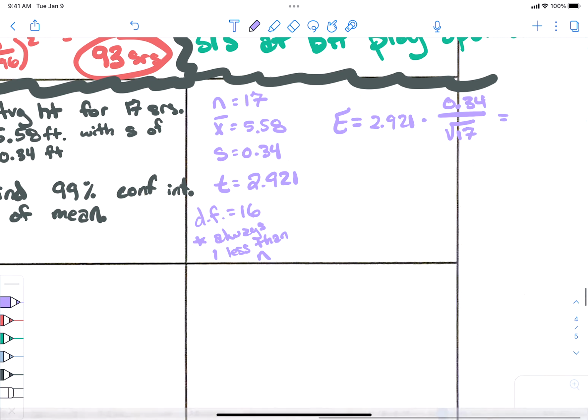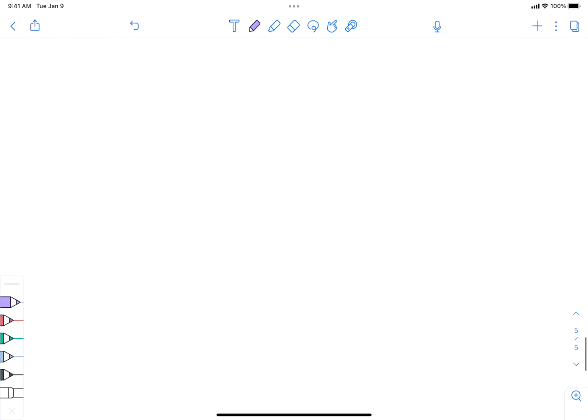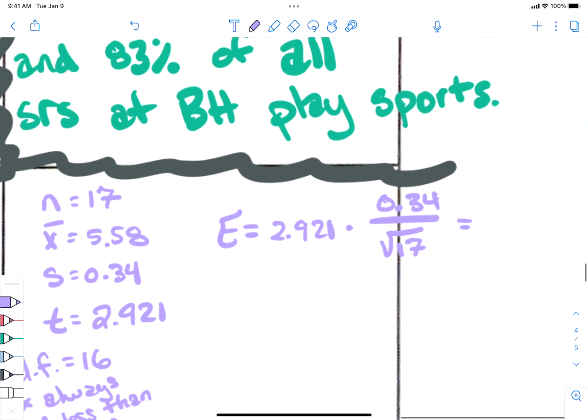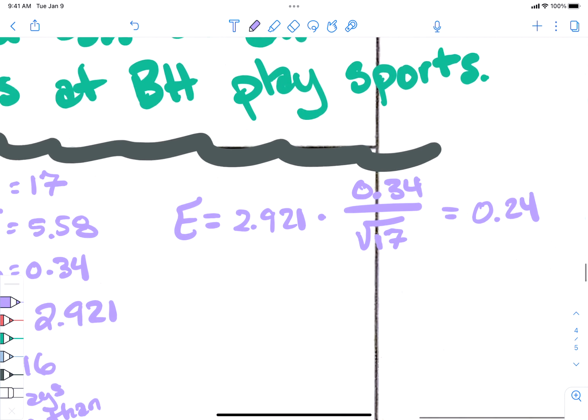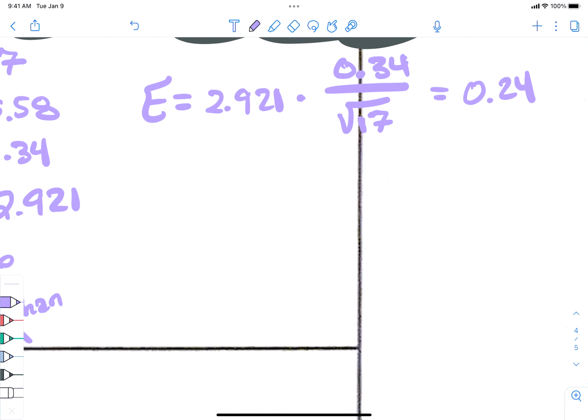I got 0.24. Somebody else said that already, maybe? 0.24? Yeah? You didn't get that, Abigail? Did you put a decimal in the wrong spot? Or did you put parentheses in the wrong spot? I didn't put parentheses. Maybe. Okay, so you check and see what you did, and if you still can't figure it out, I can help you.